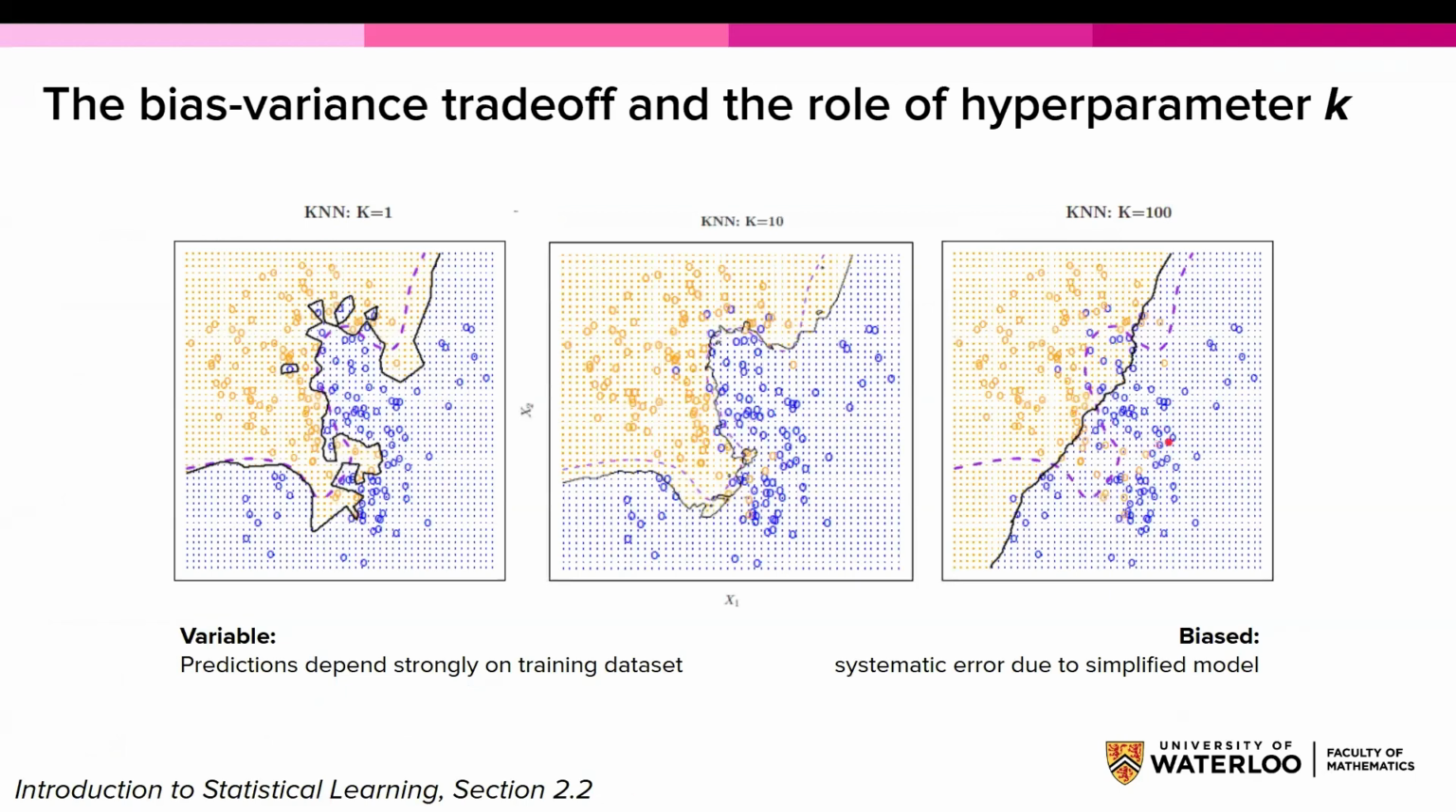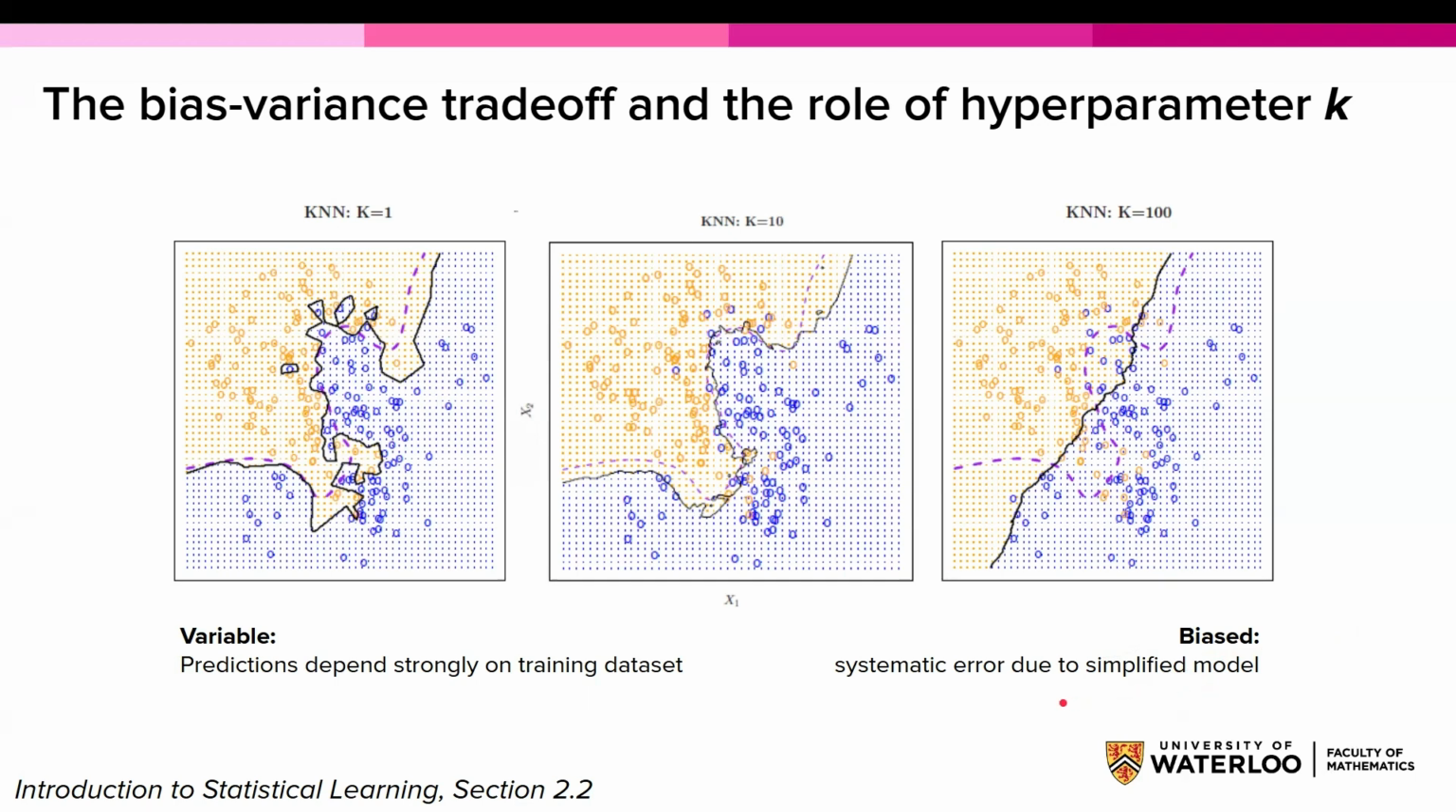I've said before that k is a hyperparameter, and it plays a crucial role in shaping the model's decision boundaries, and also affects something called the bias-variance trade-off. Bias refers to the error introduced by approximating a real-world problem with a simplified model. A high bias model tends to underfit, meaning that it oversimplifies the data. It fails to capture important essential patterns.